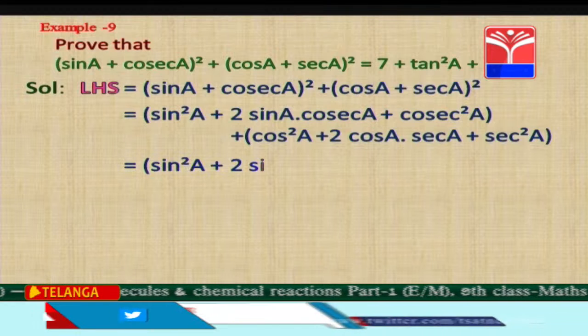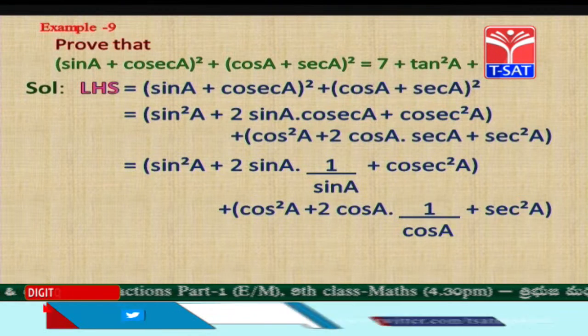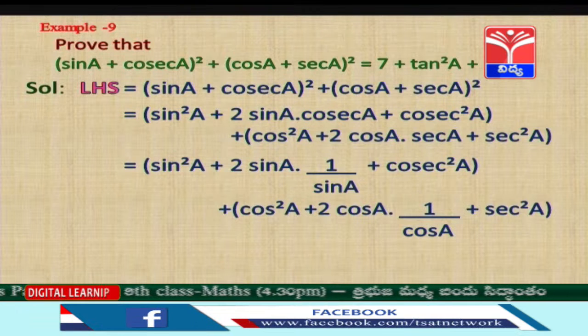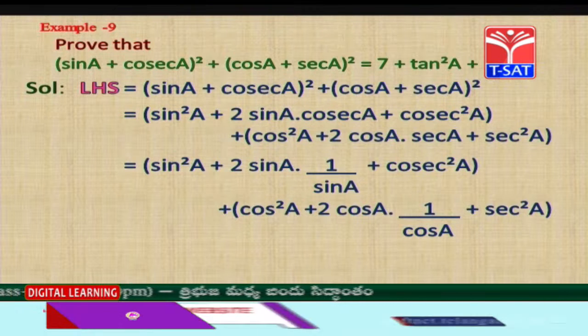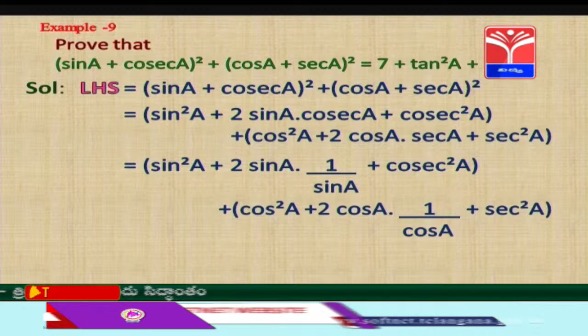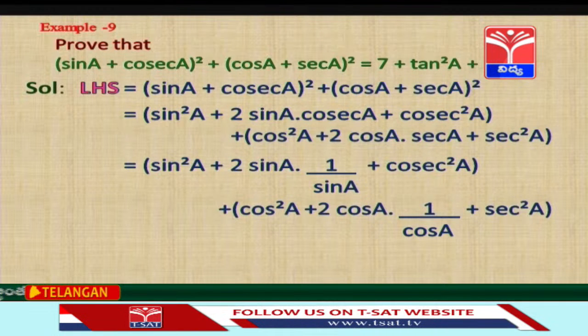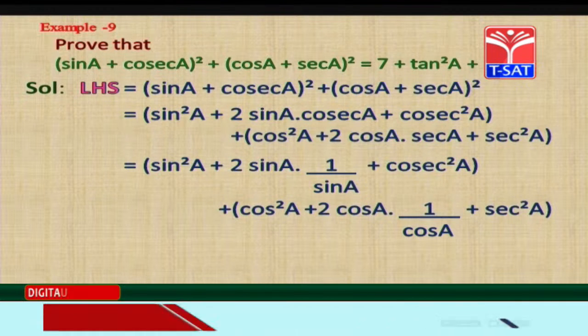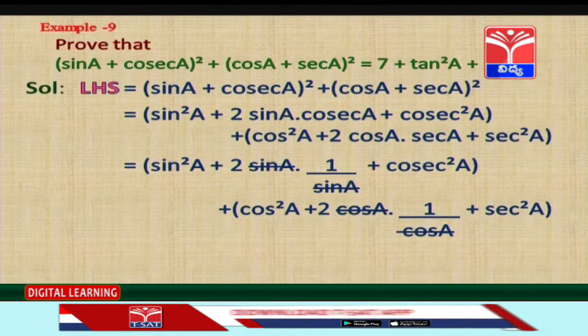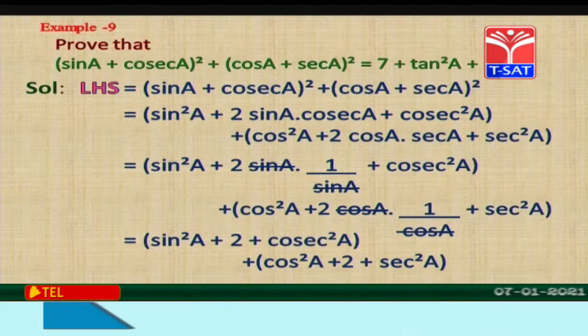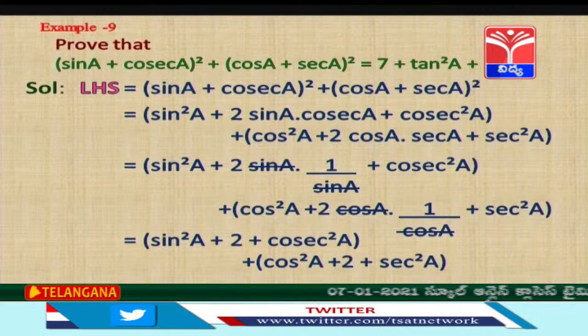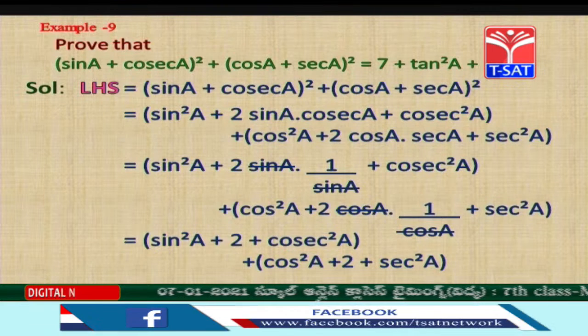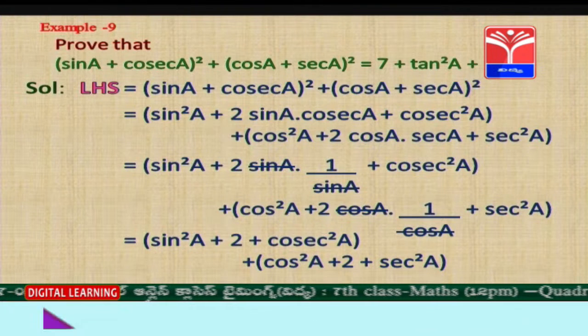So, please see what happens. We will see sin square a plus 2 into sin a into 1 by sin a plus cosec square a, that is the first part. In the second part, cos square a plus 2 cos a into 1 by cos a plus sec square a. So, I will be able to cancel them. So, 1 into 2 is 2. Next step what we have is sin square a plus 2 plus cosec square a plus cos square a plus 2 plus sec square a.